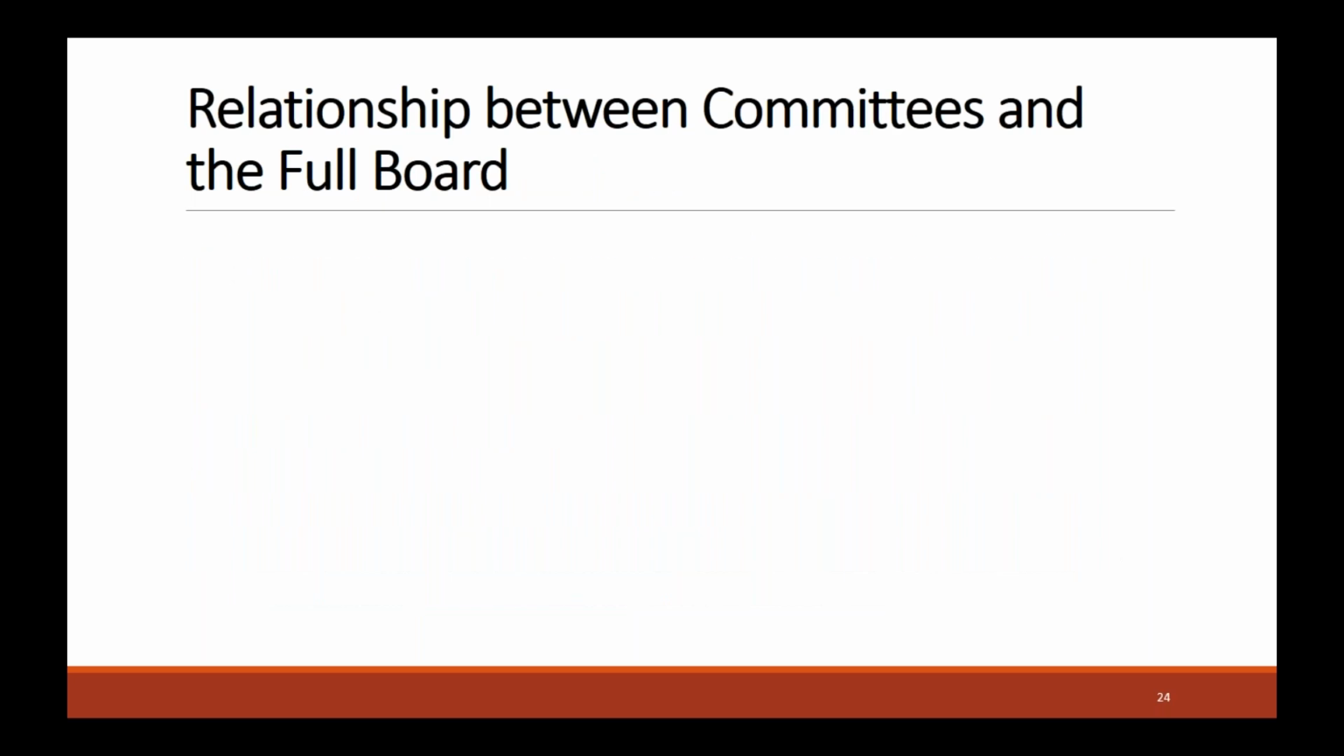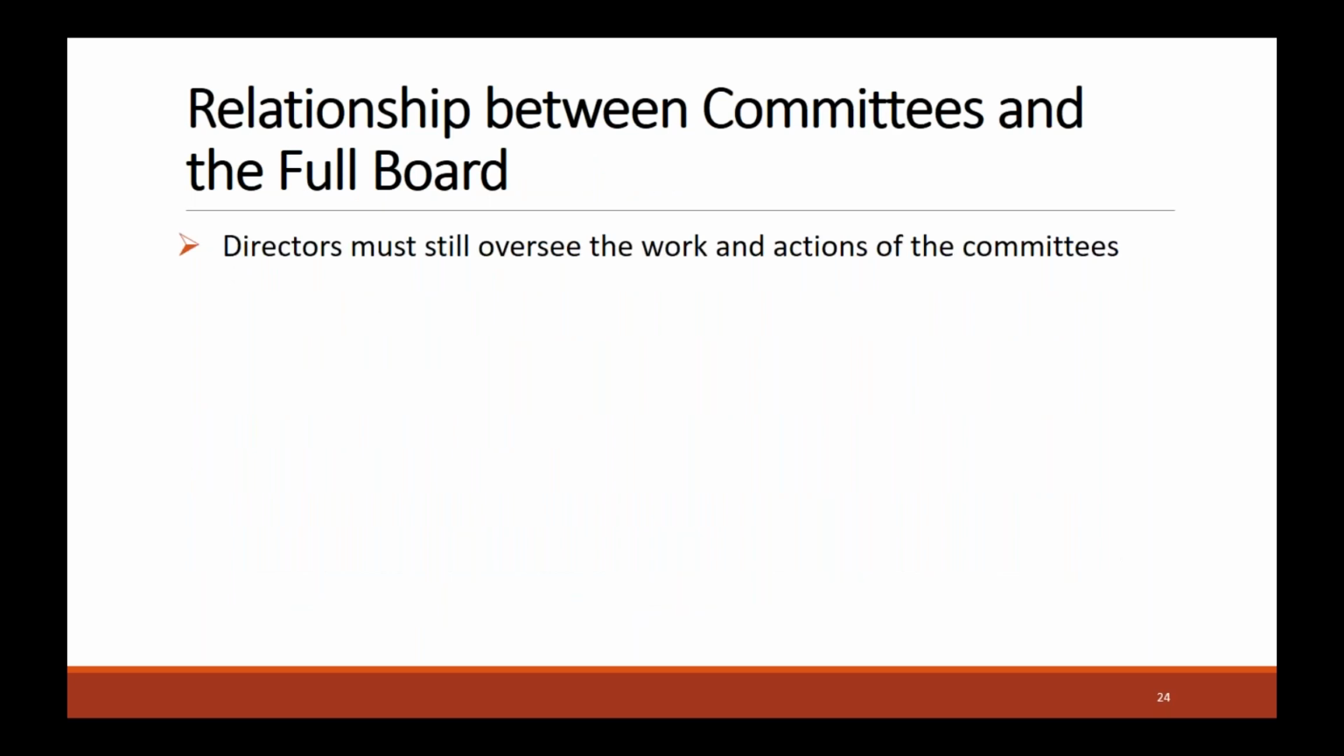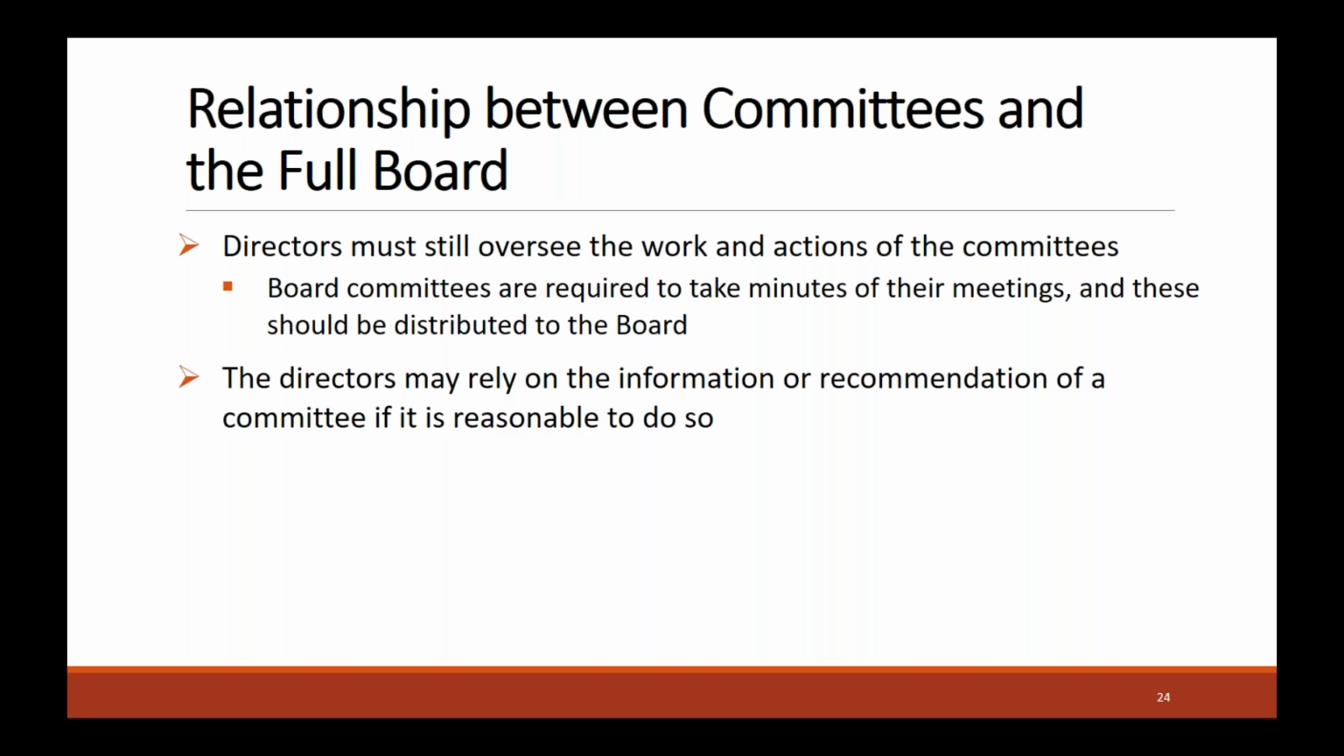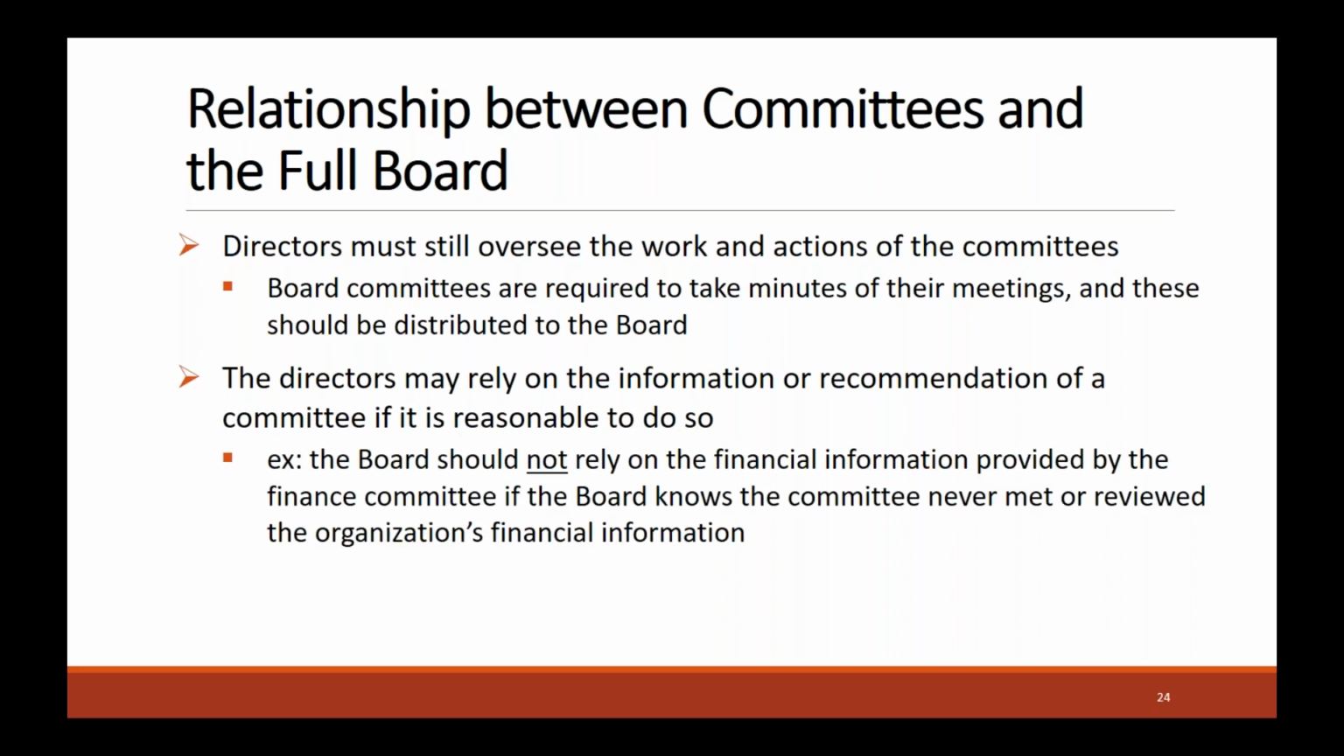Let's talk about the relationship between your committees and your full board. So directors must still oversee the work and actions of your committees. Board committees are required to take minutes, and those minutes should be distributed and reviewed by the board. Directors may rely on the information or recommendations of a committee if it's reasonable to do so. So the idea here is that they're composed of directors, they've been authorized to make certain decisions or to do a certain scope of work. The full board doesn't have to recreate their work. They can rely on the work of their committees.